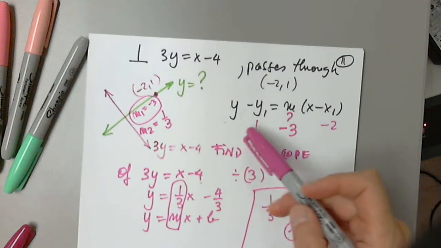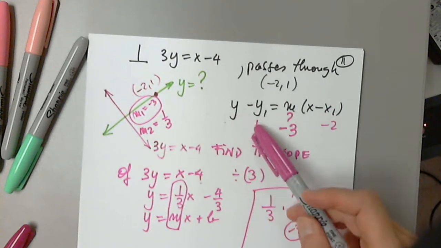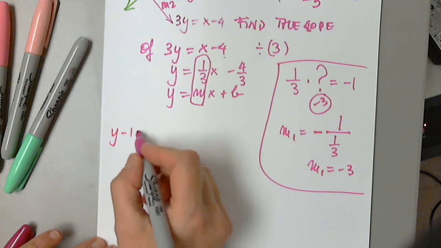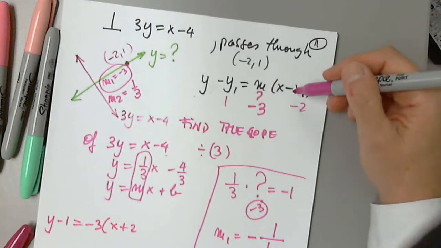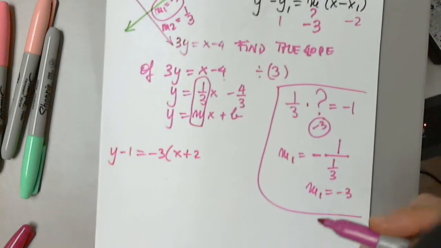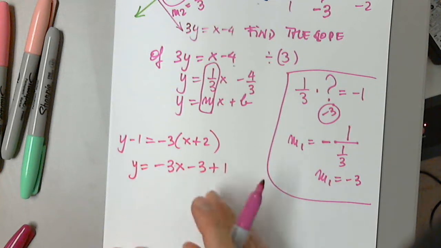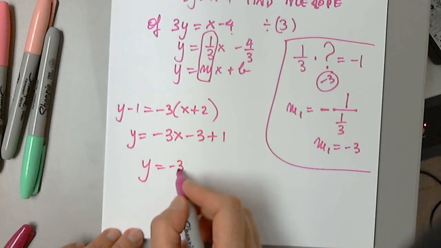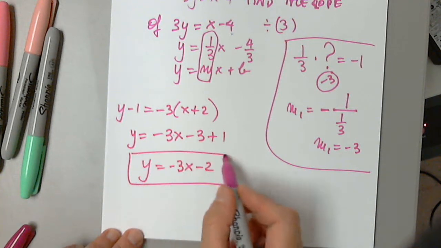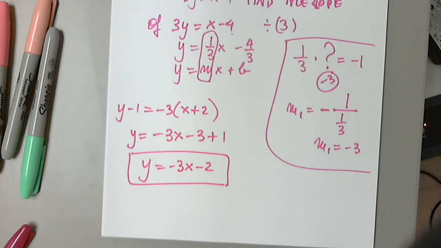Excellent. Good. So now we have all the pieces of information. We have to put them together. Y minus 1 equals -3 times x plus 2. Careful. Minus -2 plus 2. So we distribute -3x minus 3, and we bring 1 over. So y equals -3x minus 2. Can anyone tell us what y equals -3x minus 2 represents? It is the equation of the line that is perpendicular to 3y equals x minus 4 and passes through.